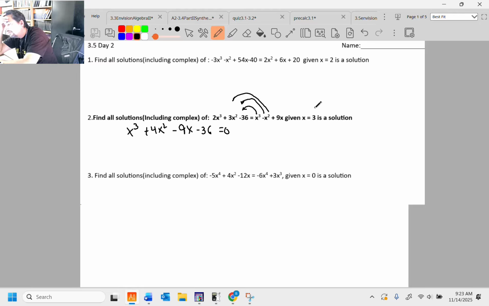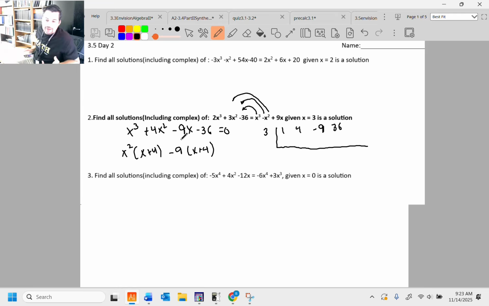Now I'm told that 3 is a solution, so it makes sense to do some synthetic division. You've got your vinculum, and your coefficients are 1, 4, -9, and 36. It would also factor by grouping. It does factor by grouping: x squared times x plus 4, minus 9 times x plus 4. So it does factor too. I just want to do synthetic division with you because it'll make it a little more obvious.